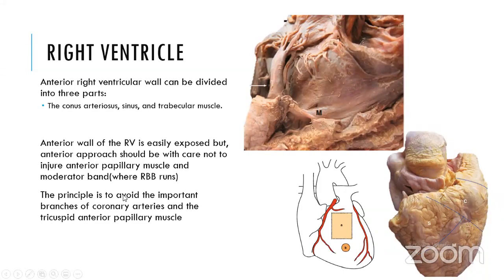The principle is to avoid the important branches of the coronary artery and the tricuspid anterior papillary muscle when operating on the right ventricle. The area in the conus is where ventriculoplasty can be done. Here runs the moderator band, and here is the tubercular muscle portion.